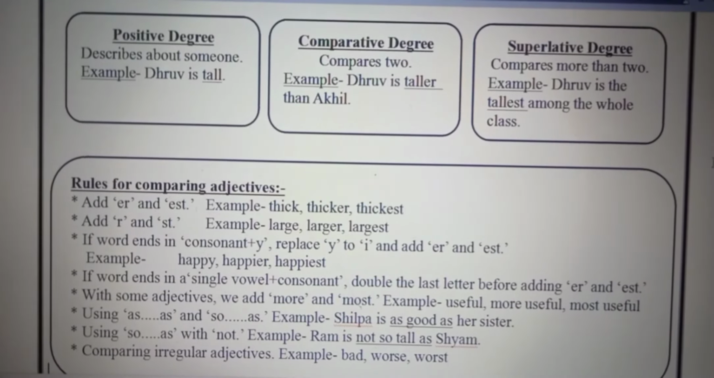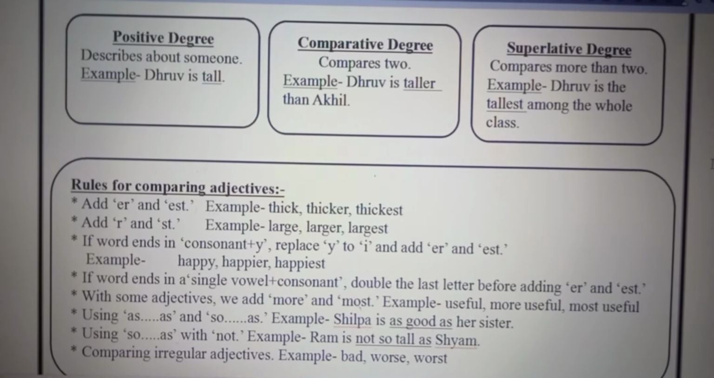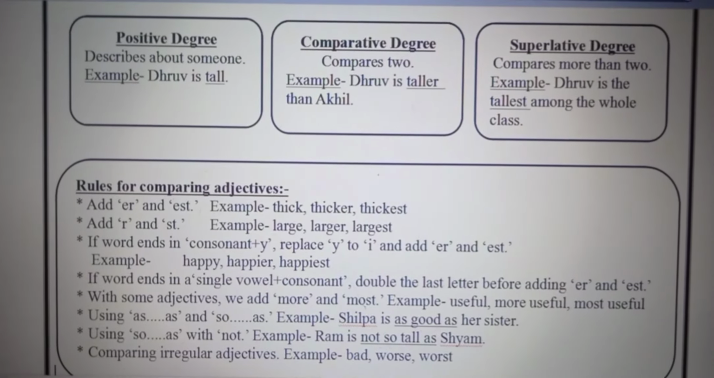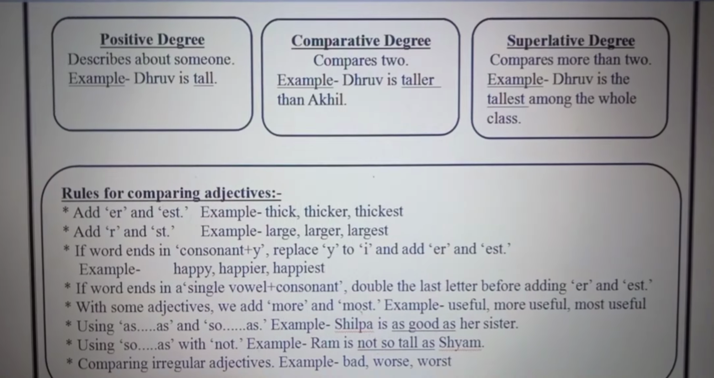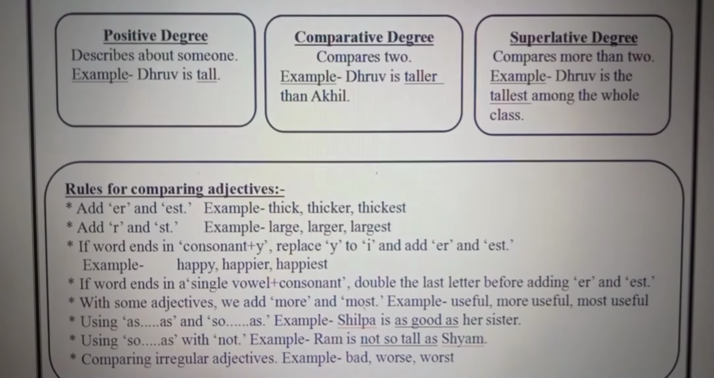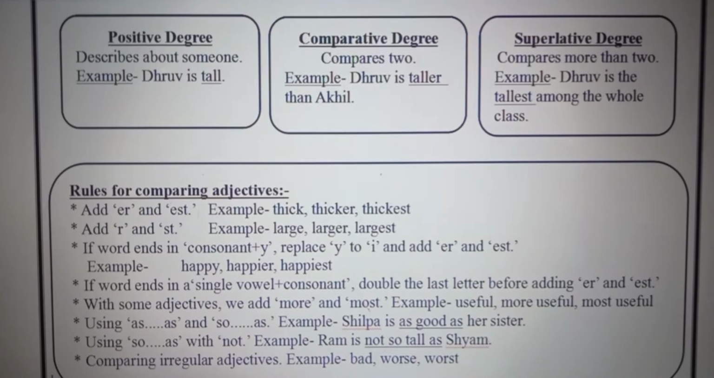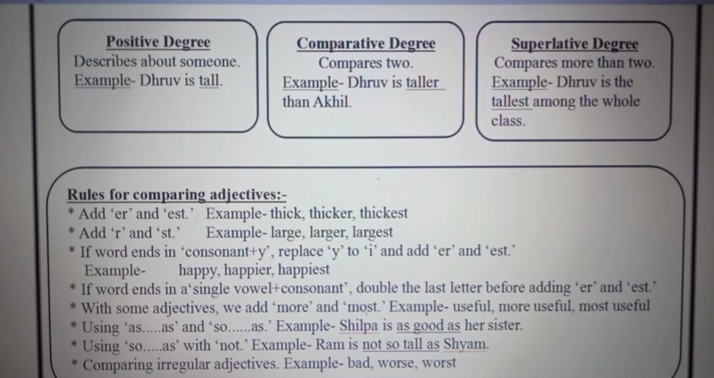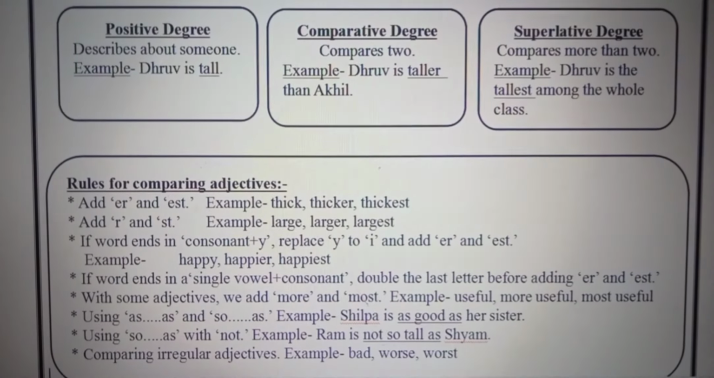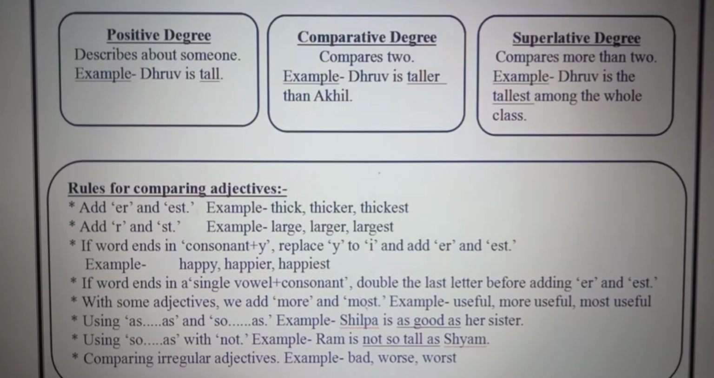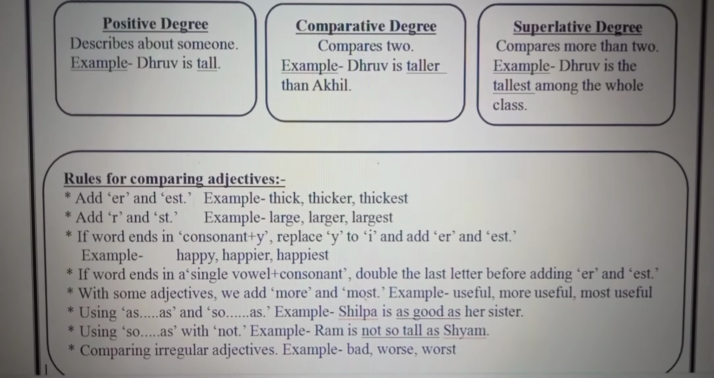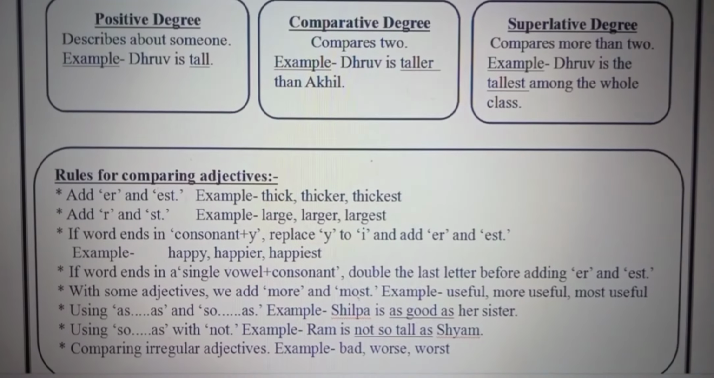Now the fourth point says that if a word ends in a single vowel plus consonant, double the last letter before adding ER and EST. Example, big. In the word big you can see that the last letter G is a consonant, but before G there is a vowel I. So we will double the last letter, that is G, and make the comparative degree bigger, and for the superlative degree we will add EST. So biggest. So big, bigger, biggest.